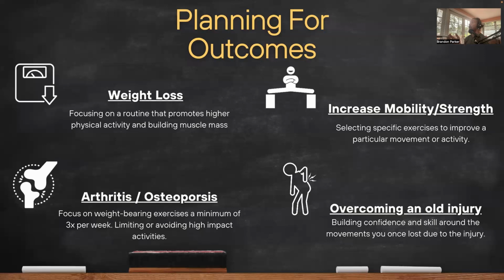Last but not least, we have overcoming an injury, right? This is all too common. The one thing that we tend to forget about is when we are overcoming an injury, two things have to happen. One, we have to restore the strength and range of motion of the structure that was injured. That's a given. Most people don't forget about that one. The one that most people forget about is we also have to build confidence, also build the skill in doing the movement that we were injured in.